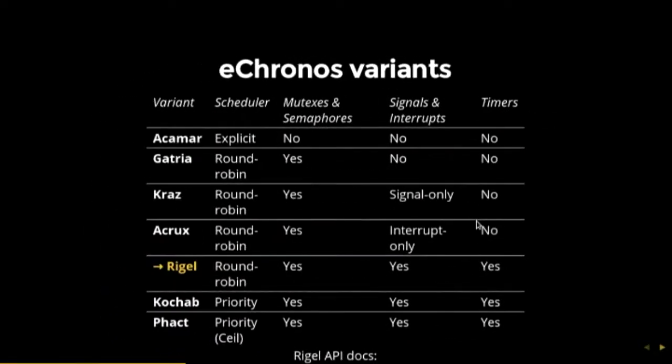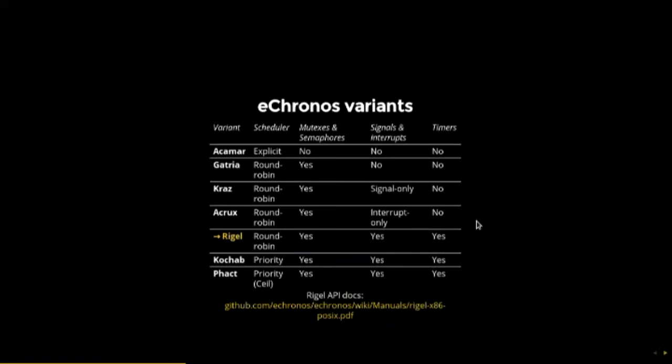If you are interested, there is actually a PDF that contains the entire documentation for the OS variant that you're using today. That link is also available on the wiki, I believe, or in the repository. It is also checked into the eChronos LCA 2016 branch, and you'll find it in the top level directory there.